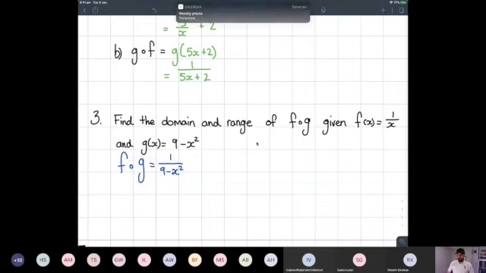Cool. So hopefully that's fine. So now I've asked you to find the domain and range of that. So what is something important to think about when we talk about domain and range? So let's just start off with domain.